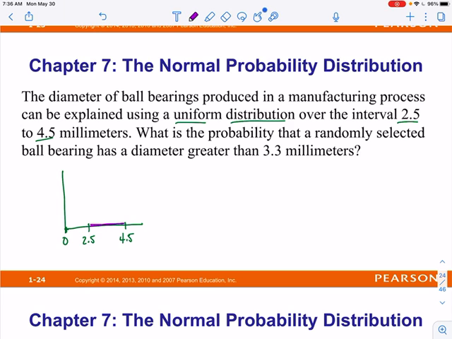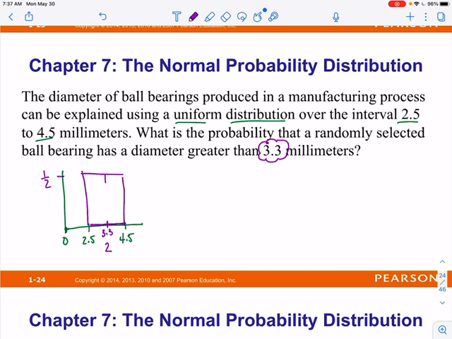The length of that rectangle, the difference between 4.5 and 2.5, is 2. So the length is 2, which means the height of that rectangle has to be 1 over 2. I'll complete my rectangle, and there we go. Right now the area of that entire purple rectangle is 1, but I don't want that entire area. I want the probability that the ball bearing is greater than 3.3. So 3.3 is bigger than 2.5, but less than 4.5. Let's just say it's right there.